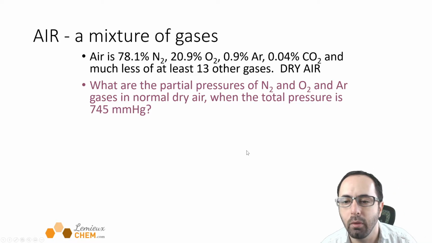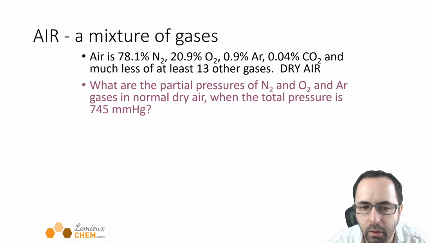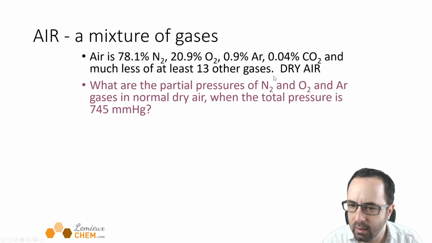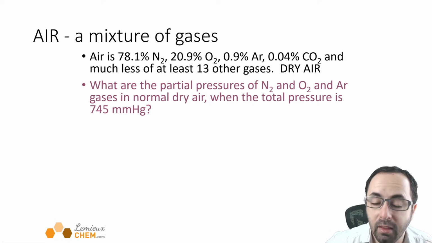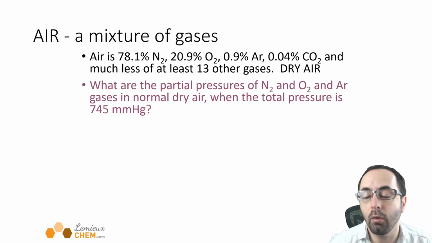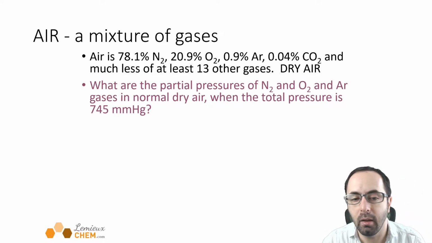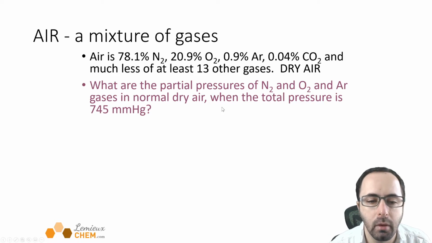So let's talk about the most common gas mixture that we encounter every day. It is air. So air is not all one gas, it's a mixture of gases. It's about 78.1% nitrogen gas, about 20.9% oxygen gas, about 0.9% argon, and about 0.04% CO2. And then there are a lot of other trace gases, and of course there's always water, but the percentage of water depends on the humidity in the air at that moment. So this is for dry air, not including the water.